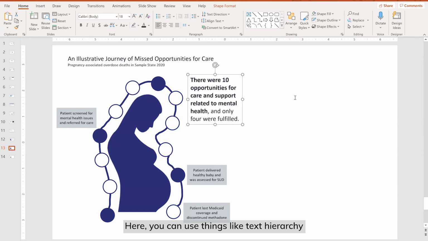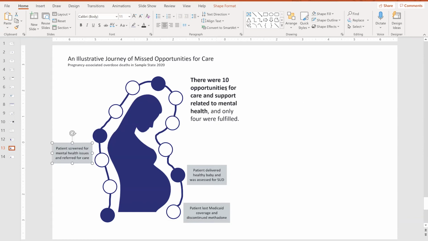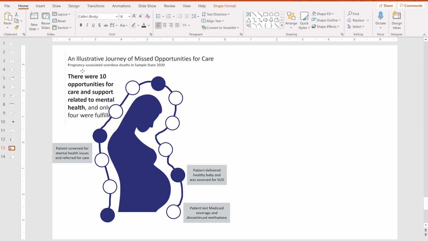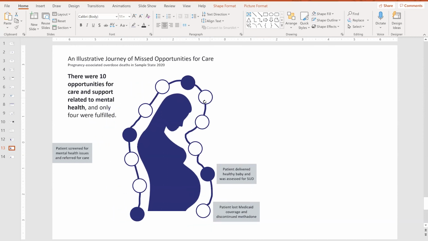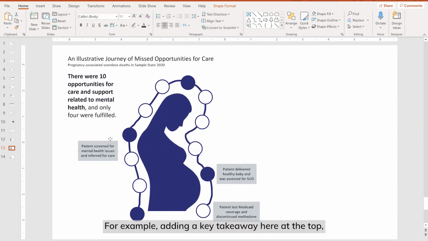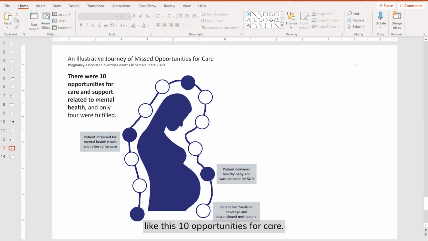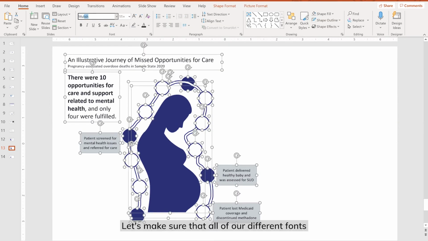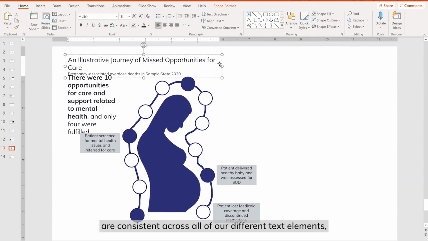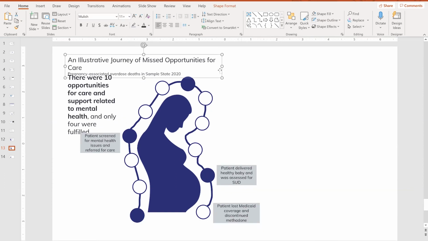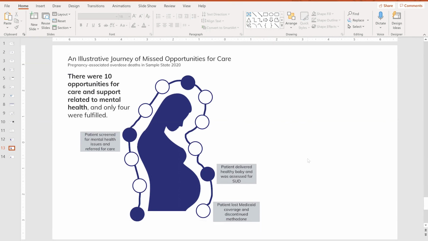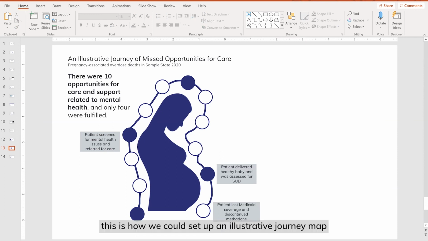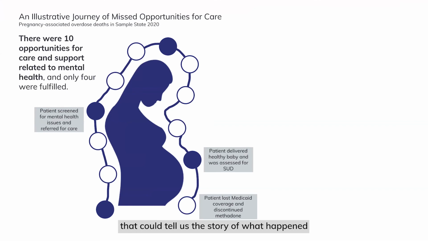Here, you can use things like text hierarchy in order to focus attention on specific parts of the story. For example, adding a key takeaway here at the top, like this 10 opportunities for care. Let's make sure that all of our different fonts are consistent across all of our different text elements. And we would need to continue adding any final annotations or other pieces of information. Functionally, though, this is how we could set up an illustrative journey map that could tell us the story of what happened and the missed opportunities for care.